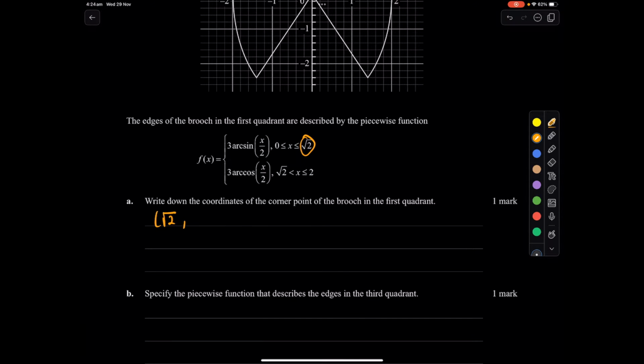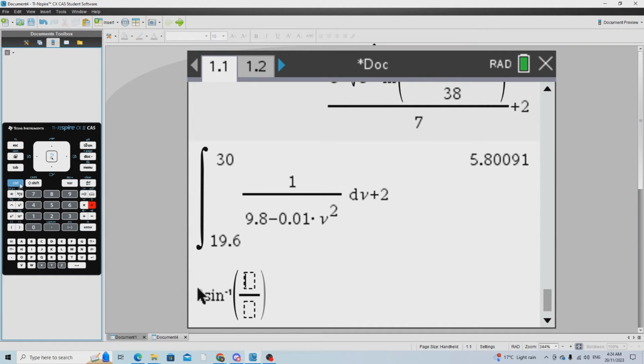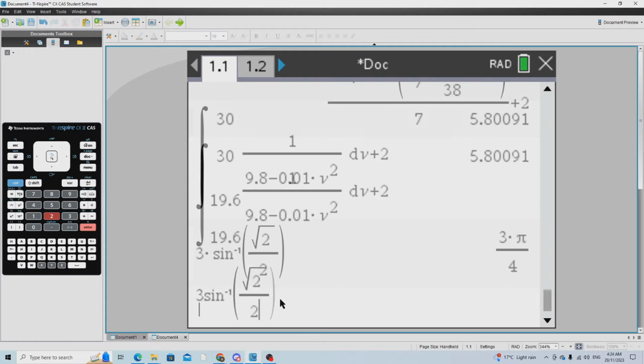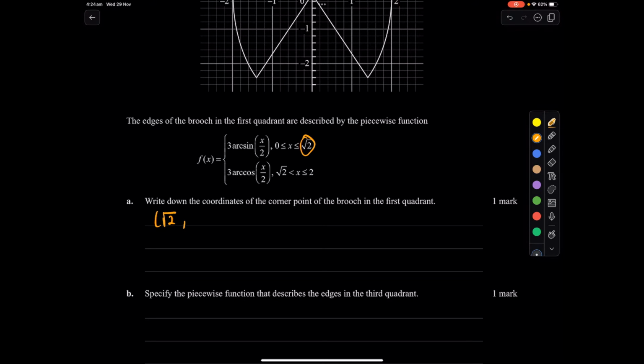So let's do that. So what's 3 sine inverse of root 2 over 2? That gives you 3 pi over 4. So it will be 3 pi over 4. Let's write that down. So 3 pi over 4. That's it. That is the coordinates of that first.